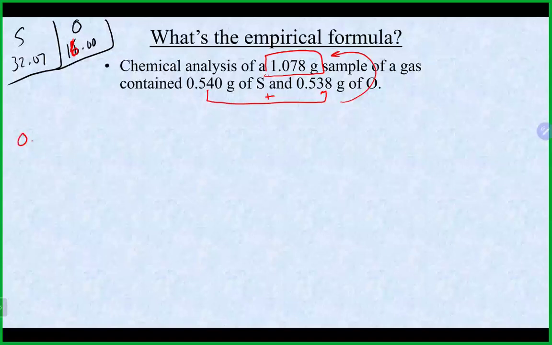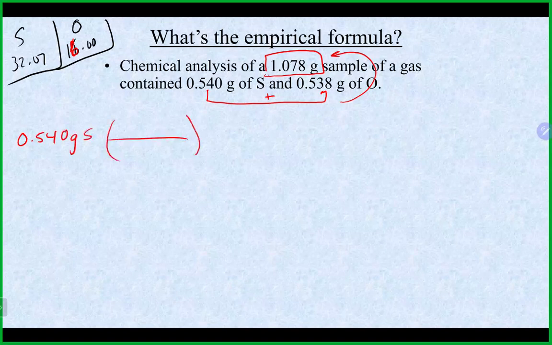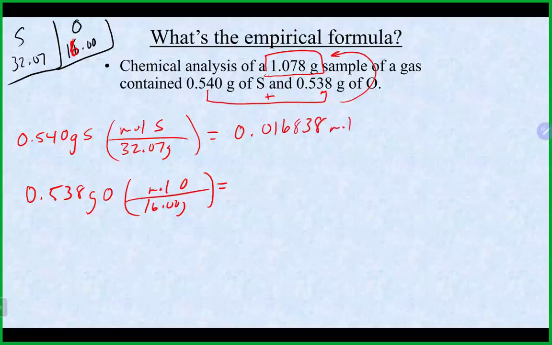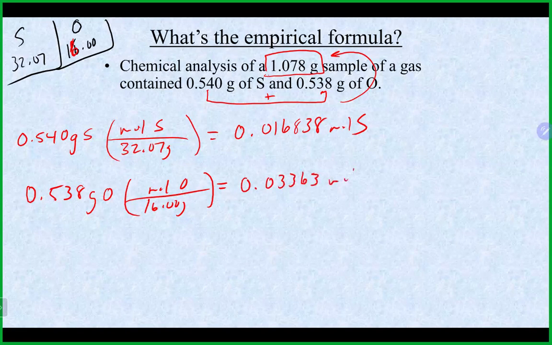So next thing we really want to do is just convert these grams into moles. Again, we'll use our molar mass from the periodic table, 32.07 grams per mole of sulfur and 16 grams per mole of oxygen. In this case, 0.540 divided by 32.07 gives us 0.016838 moles of sulfur. 0.538 divided by 16 is going to give us 0.03363 moles of oxygen.